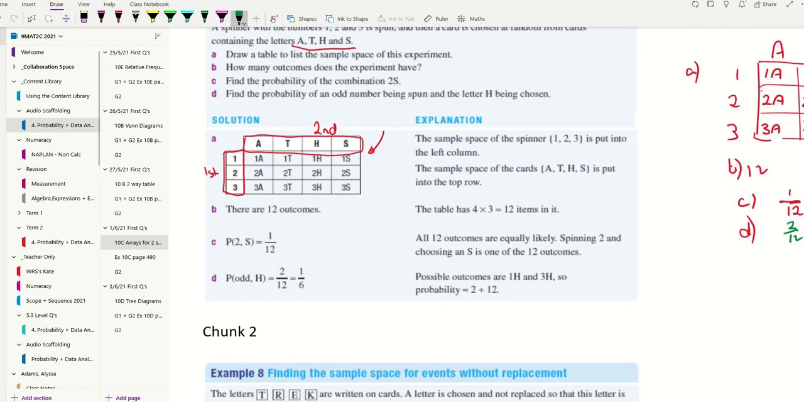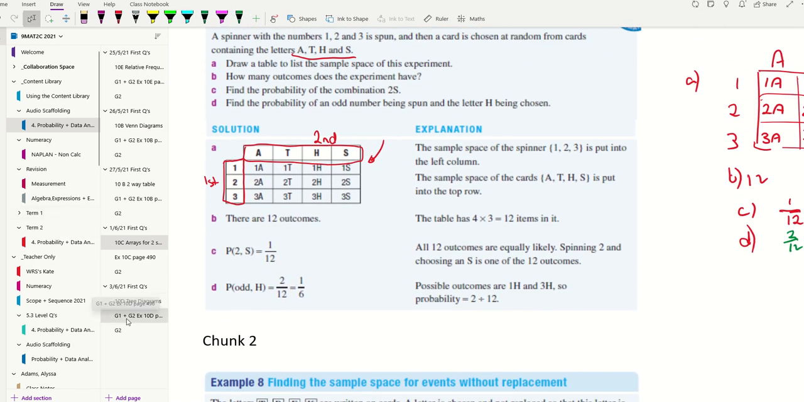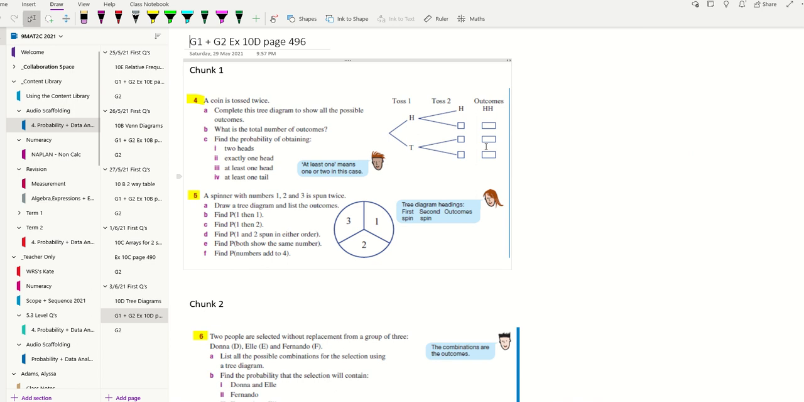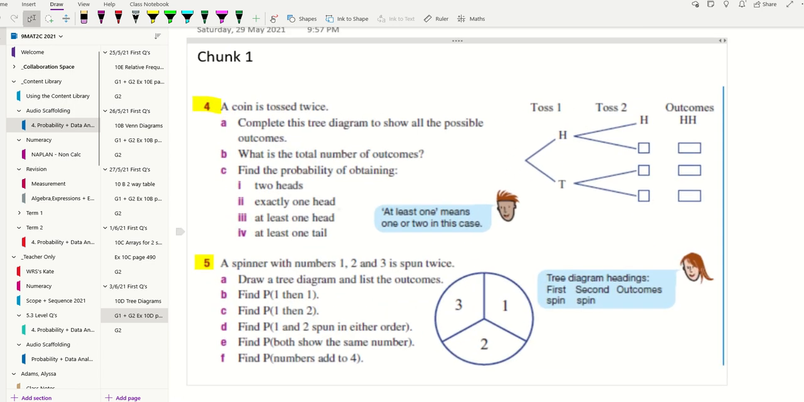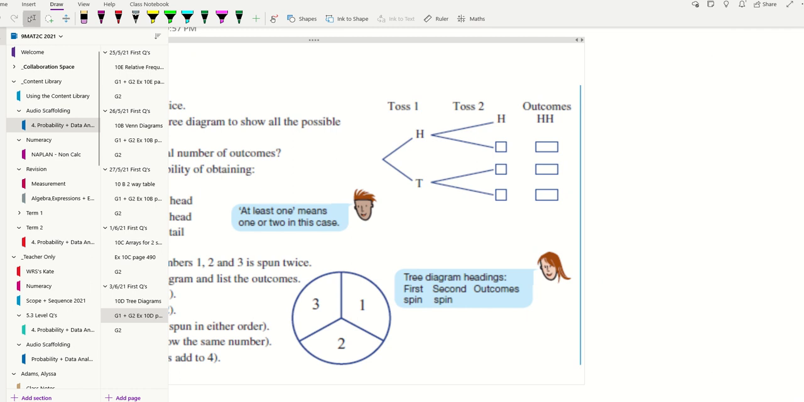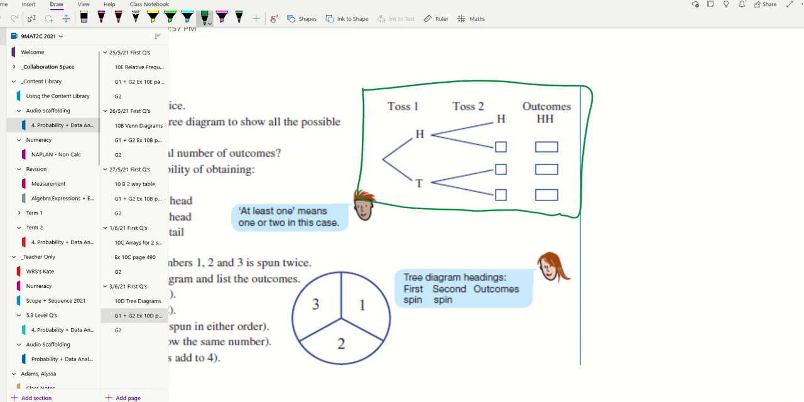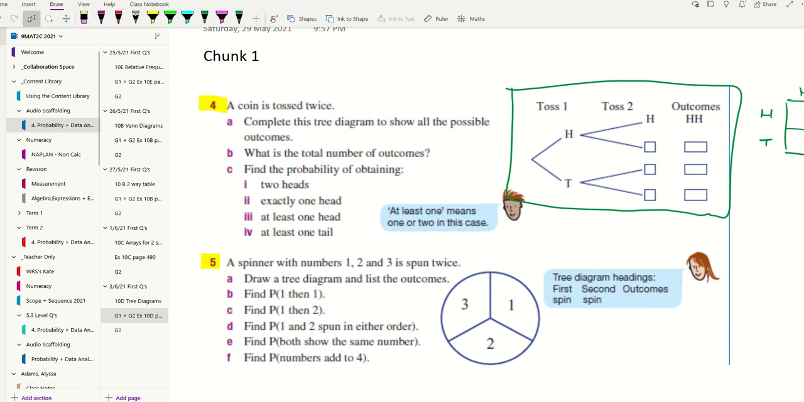Alright, so now you're being asked to do these questions here. Let's have a look at what we've got. We've got a coin. Question 4, a coin is tossed twice. So you're going to construct yourself, in your book, something that looks like that. Let's construct our table. Let's put our coins, our first one, heads, tails, our second one, head and tail, and then construct yourself, except that I'm in the wrong place.